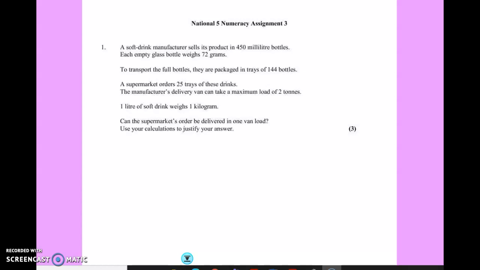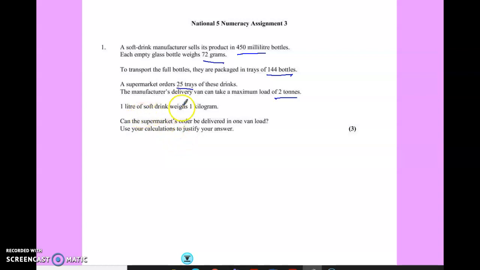Okay, first question then. A soft drink manufacturer has a product in 450 milliliter bottles. Each empty bottle weighs 72 grams. They're packaged in trays of 144 bottles. A supermarket orders 25 trays. The manufacturer's delivery van can take 2 tons and 1 litre of soft drink weighs 1 kilogram. Can we do all this in one van load?